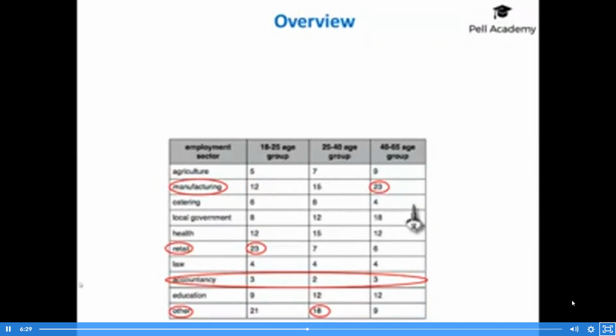So I'm going to continue, and I'm going to assume that you're finished. What I would expect to be the most common mistake with you guys would be if you discussed manufacturing first, then retail, then other. In that order, you would have gone from the oldest to the youngest to the middle.